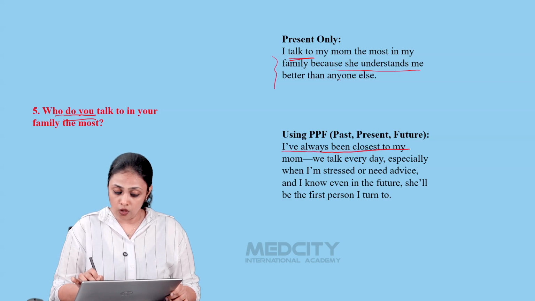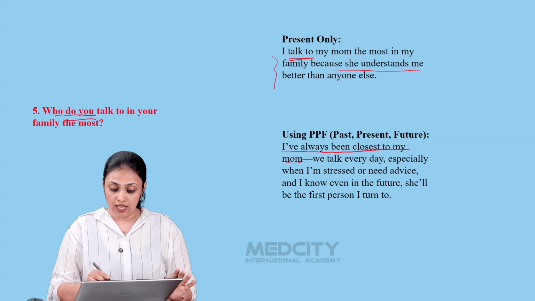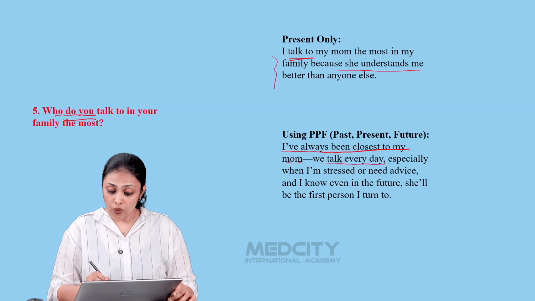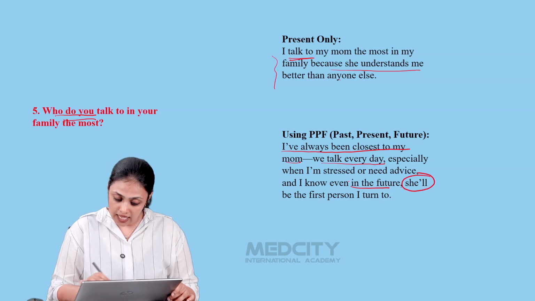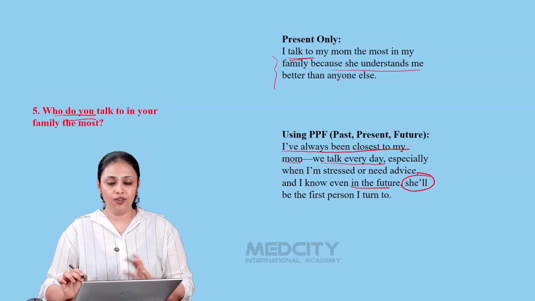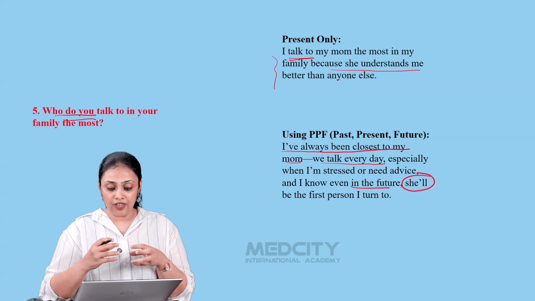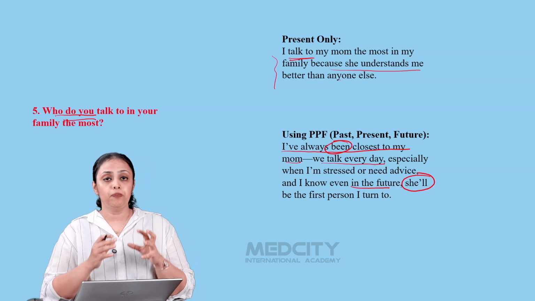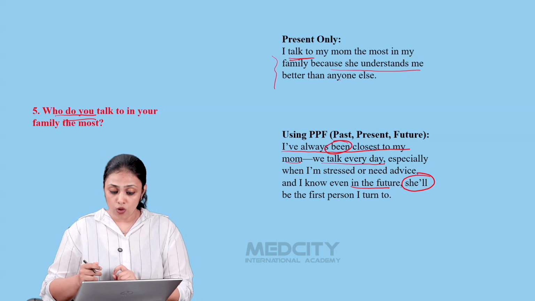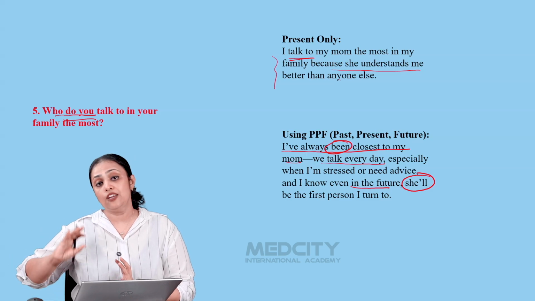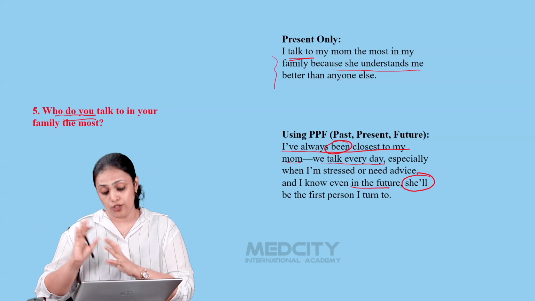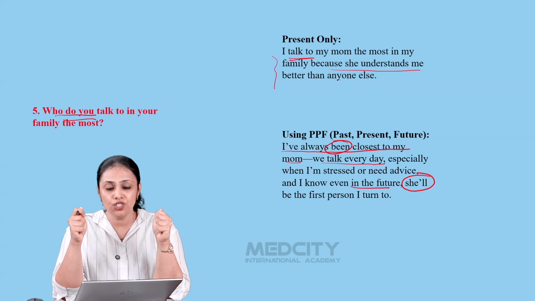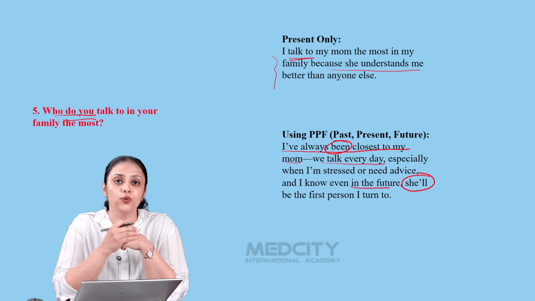I've always been closest to my mom. We talk every day, especially when I'm stressed or need advice. And I know even in the future, she'll be the first person I turn to. So here what has been done, you've shown the perfect tense also. I have always been, present perfect tense has been shown there. And also you've made a reference to the future. That is, in future also, your mom will be the first person that you would turn to. So this is how you use your grammatical range to extend your ideas and to improve your score.